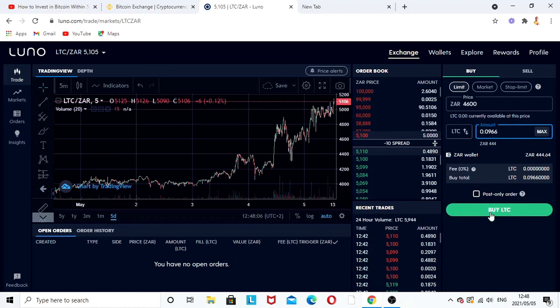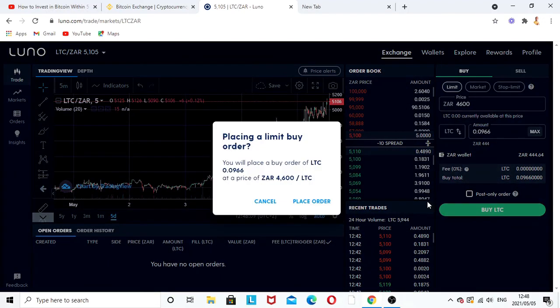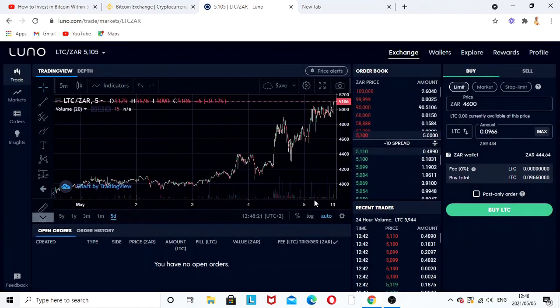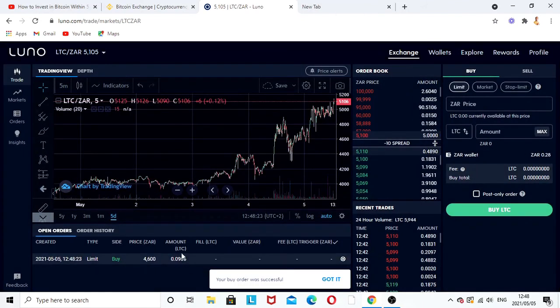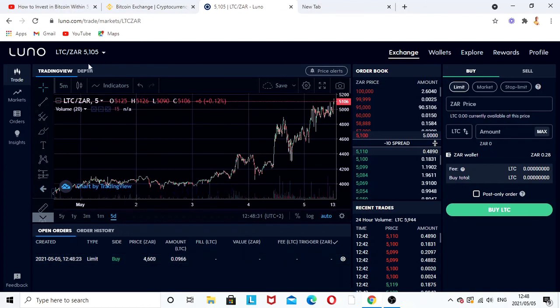So we're going to hit buy Litecoin. So price at limit order, you will place a buy order of Litecoin of this at the price of this, and then you place order, right? So my order is going to, there it is right there. So when this price goes down to this, my trade will go through, I will buy, right? And then we're just going to wait until that happens.